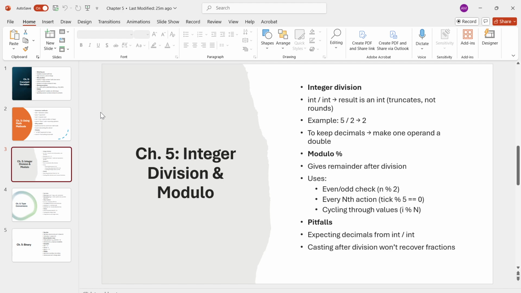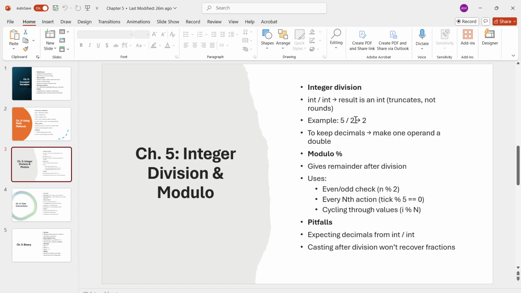First, the rule: when you divide an integer by an integer in Java, the result is an integer. So Java truncates the decimal part. It doesn't round. It just chops off everything after the decimal. For example, 5 divided by 2 gives you 2, not 2.5. If you want a decimal, make at least one side a decimal, so 5 divided by 2.0 gives you 2.5.